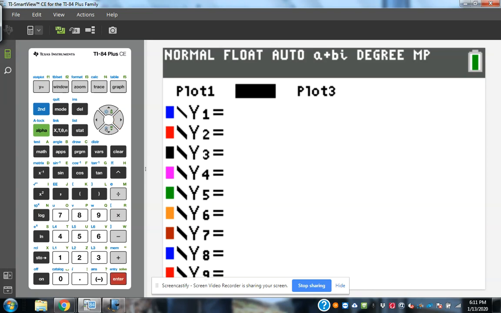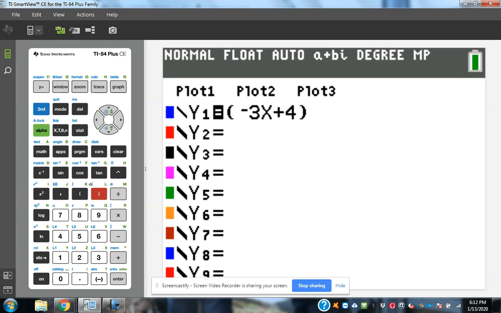Now, on Y1, we're going to type that first piece in. So put parentheses, and this is part of the game as far as getting your calculator to do a piecewise defined function. It's a little tricky. So I have to do parentheses, and then I'm going to type in negative 3x plus 4. Close parentheses. Whatever your first piece of your function is, you need to put it in parentheses.